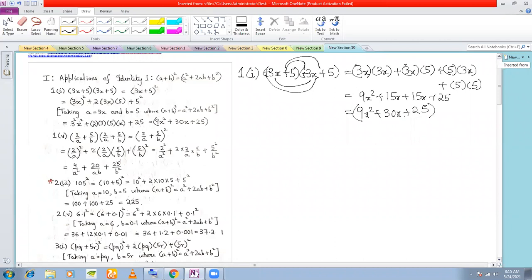But since we know a plus b whole square formula, instead of multiplying this way, we shall now multiply the other way. That is by applying a plus b whole square. So instead of multiplying it this way, we'll write 3x plus 5 into 3x plus 5 as 3x plus 5 whole square. And now this is of the form a plus b whole square. So where a is your 3x and b is your 5.